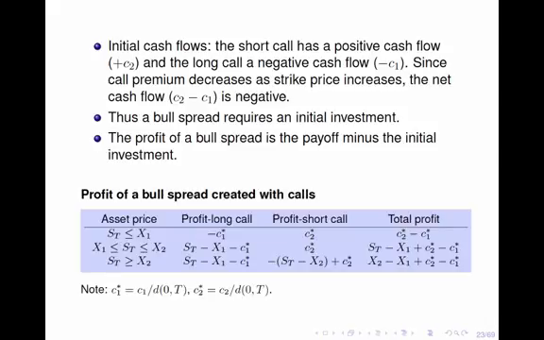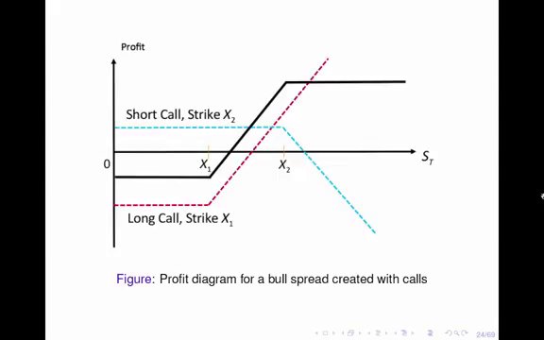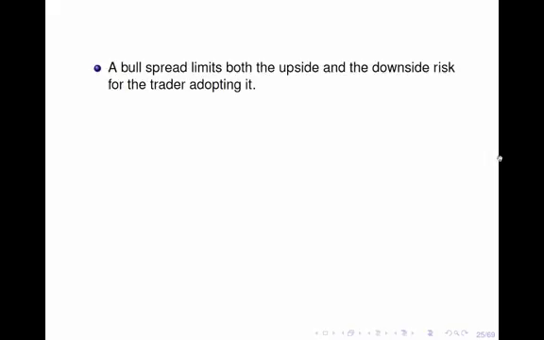Below is the profit table of the bull spread created with calls. It is obtained from the payoff table in the previous slides by taking into account the premiums. Note that C1 and C2 are the premiums at time 0. To calculate the profit at the maturity time T, we have to compound them from time 0 to time T. This is the corresponding profit diagram. The black solid line is the profit of the strategy. From the diagram, we can see that a bull spread limits both the upside and the downside risk for the trader adopting it.